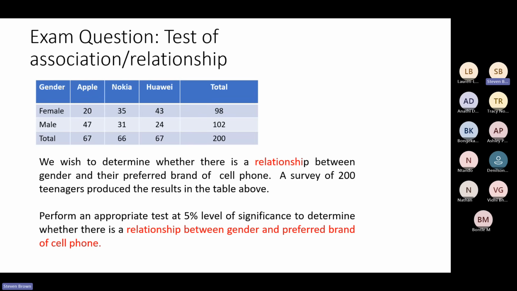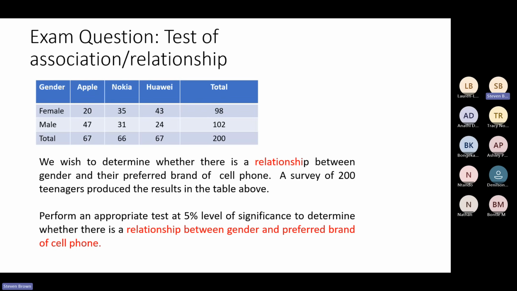So it's exactly the same type of table, but you'll get it with a question 9 like this. This one has a different question to it. It's not asking you the probability of randomly selecting people who are male and like Nokia and stuff like that. We now want to know whether there's a relationship between male and female and those phones at the top. So you've got to perform an appropriate test to determine whether there's a relationship or not between gender and brand. Okay, so that's a Chi test.